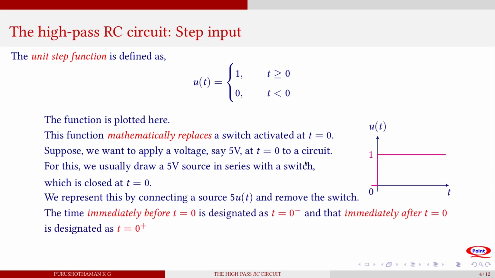The time immediately before t equal to 0 is usually designated as t equal to 0 minus, and the time immediately after t equal to 0 is designated as t equal to 0 plus. So at t equal to 0 minus, this function has a value of 0, and at t equal to 0 plus, this function has a value of 1, or if you apply 5 u(t), at t equal to 0 plus the voltage is 5 volt.